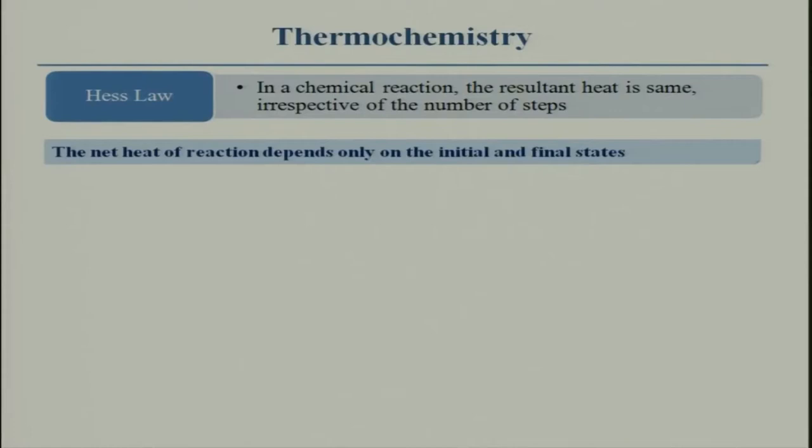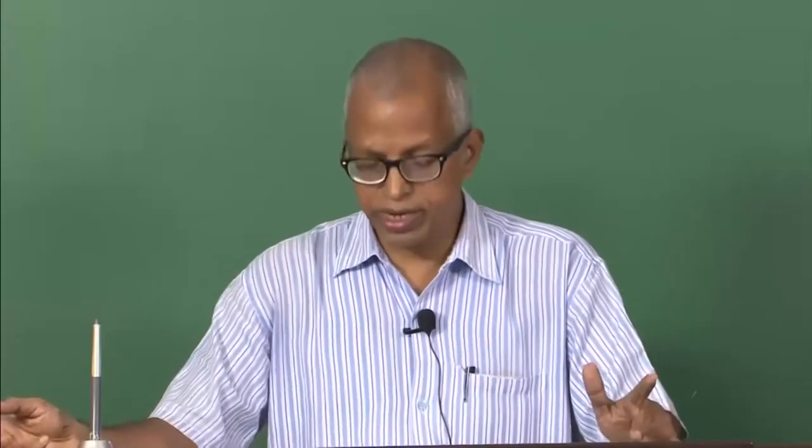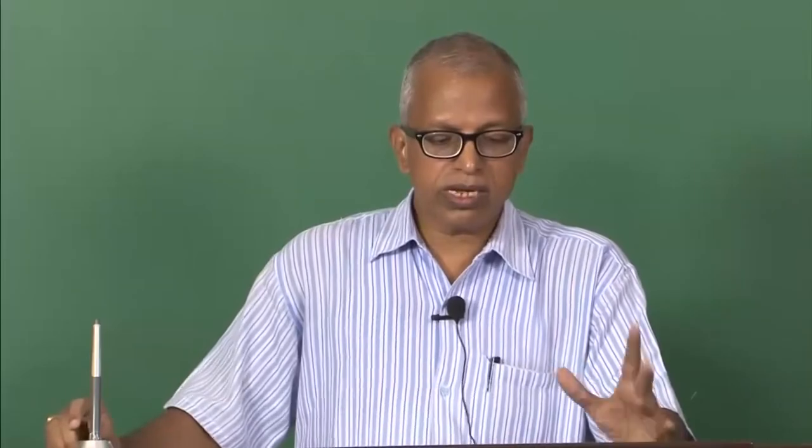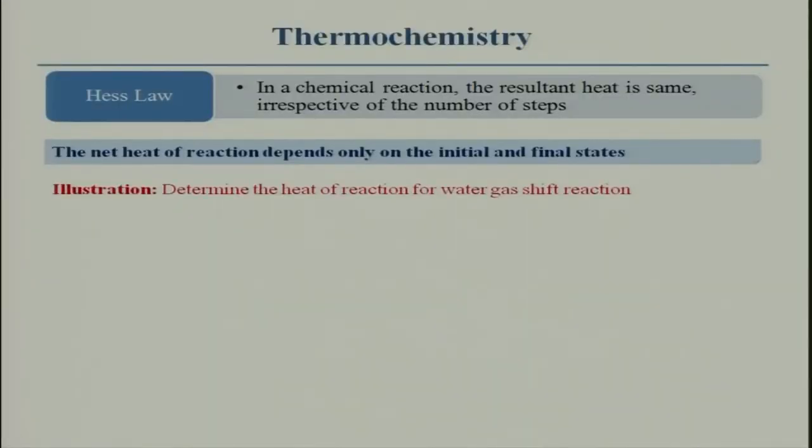In other words, Hess's law states that the net heat of reaction depends only on the initial and final state. As I told, it is basically a point function. So, let us take an example. We are interested to find out the heat of reaction for the water gas shift reaction, which is a very familiar reaction: carbon dioxide reacts with hydrogen, giving carbon monoxide and water, right? Here I have given the heat of reaction as 41.16 kilojoule. But suppose it is not given, we can apply Hess's law to find out the heat of reaction.